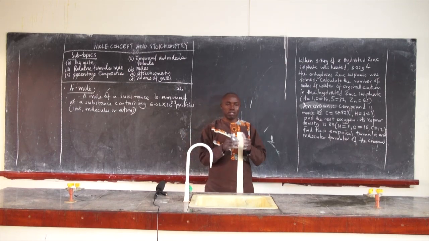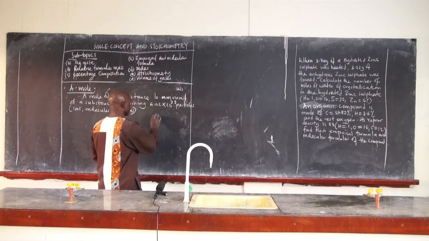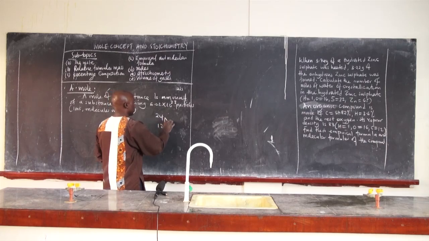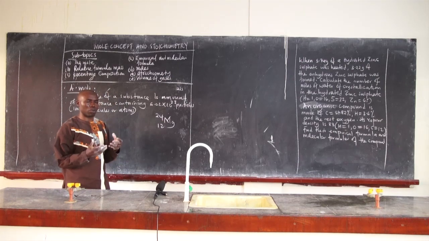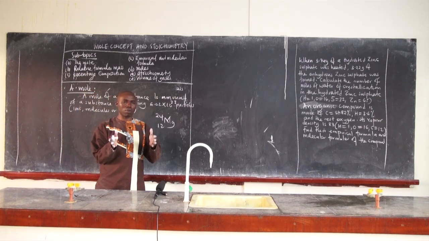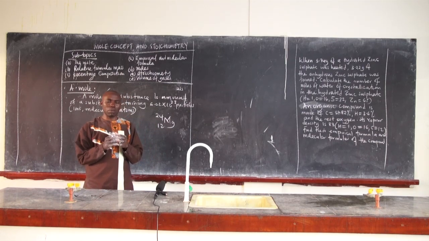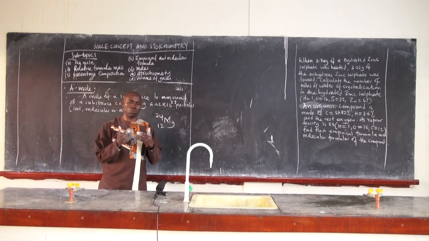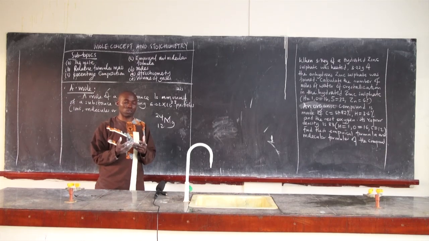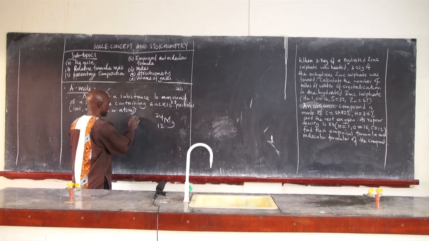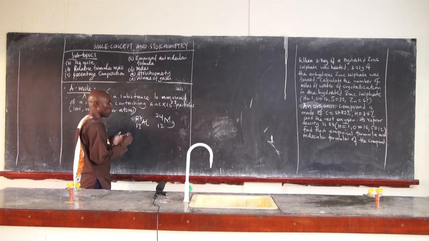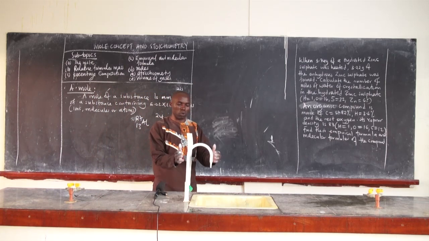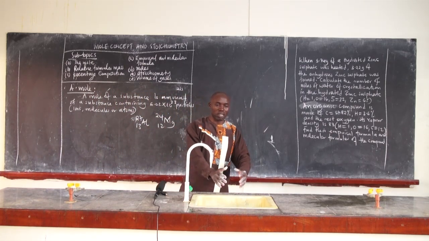For magnesium, magnesium has 24 as its relative atomic mass. If I weigh 24 grams of magnesium, what will I be having? I will be having 1 mole of magnesium atoms. Aluminium is 27, 13. If I weigh 27 grams of aluminium on a weighing scale, what I'll be having is 1 mole of aluminium atoms.